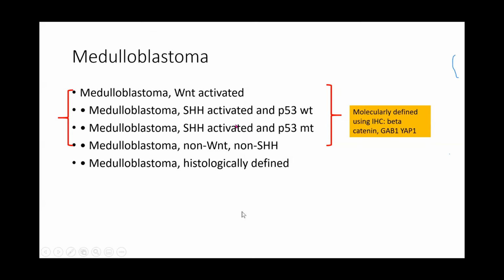activated, which were of two types, with P53 mutation and without P53 mutation, and the medulloblastomas which showed no changes of WNT or SHH. These were molecularly defined and they had surrogate immunohistochemical markers which could be used to differentiate them into these four groups, that is beta catenin, GAB1, and YAP1. But now in the new WHO 2021, a new type has been defined as medulloblastoma, histologically defined. That is, you can call it NOS when you don't have these IHC markers, or you do have IHC markers, but they don't give you a correct grouping. Then you can just call it medulloblastoma, histologically defined.